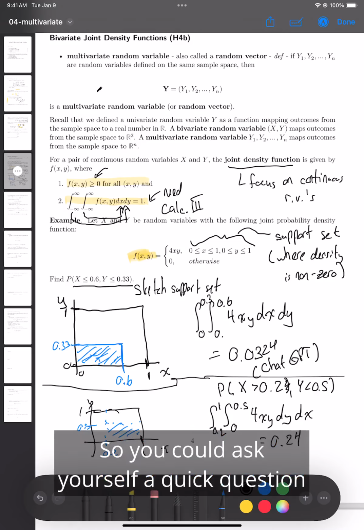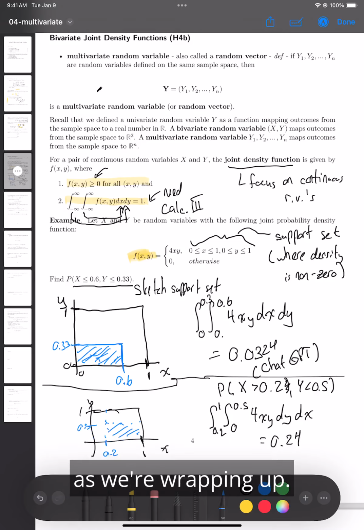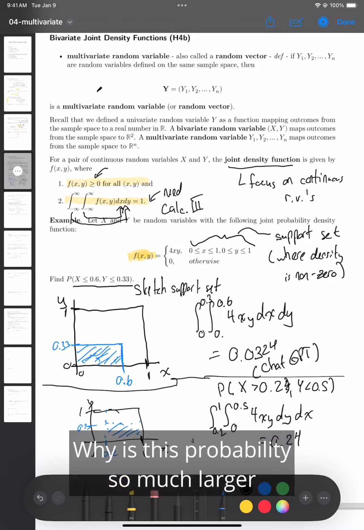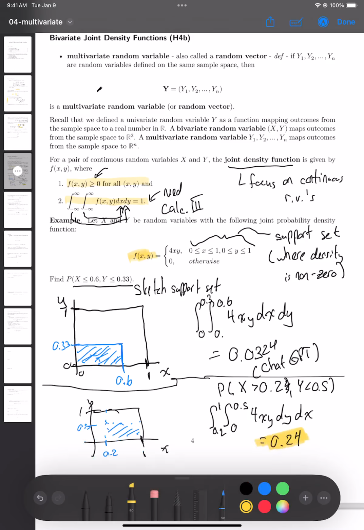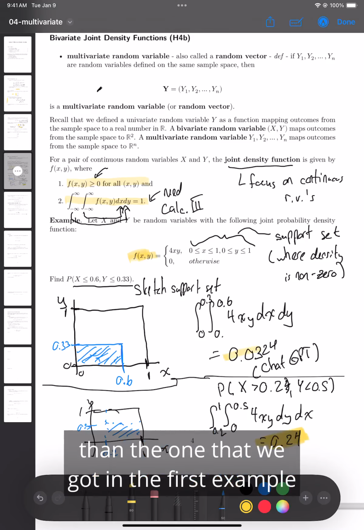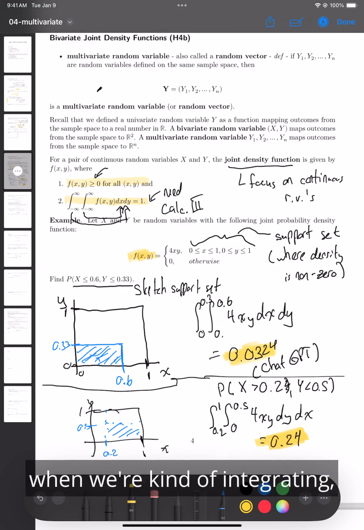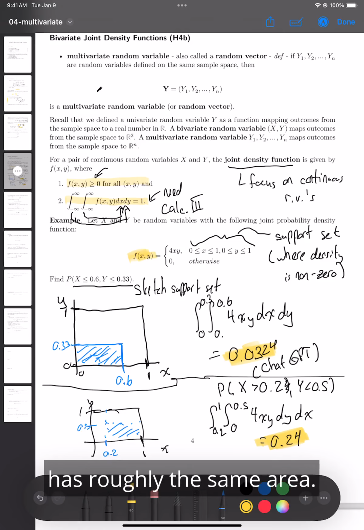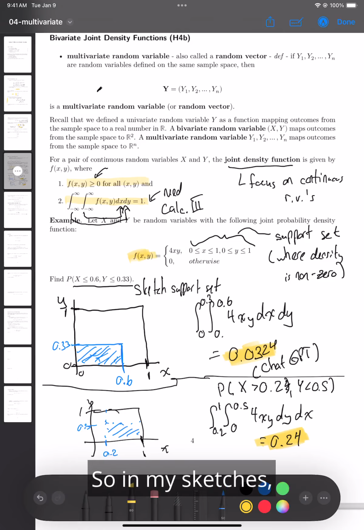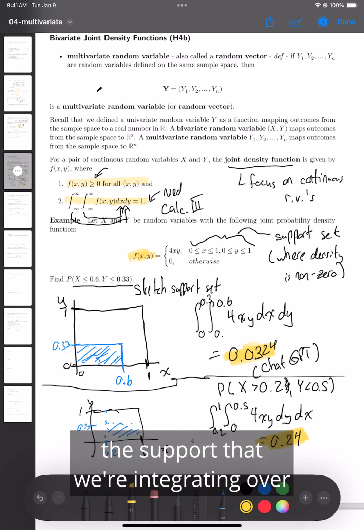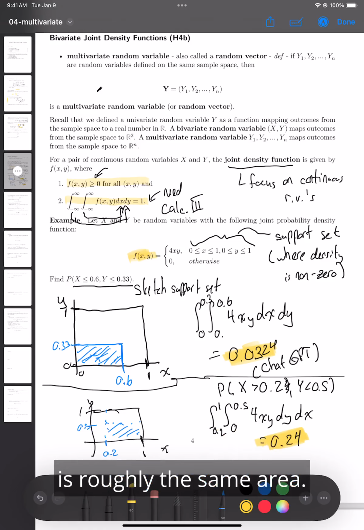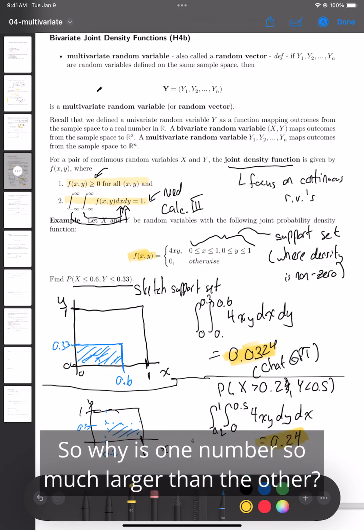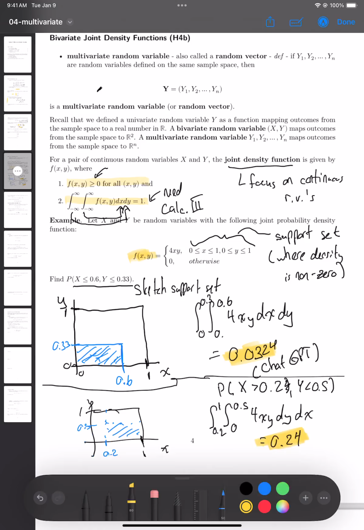So you could ask yourself a quick question as we're wrapping up. Why is this probability so much larger than the one that we got in the first example? When we're integrating, at least over the support, it has roughly the same area. So in my sketches, the support that we're integrating over is roughly the same area. So why is one number so much larger than the other?